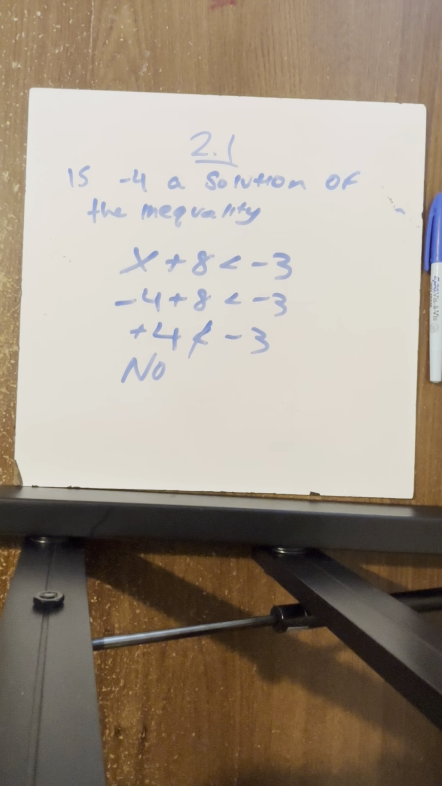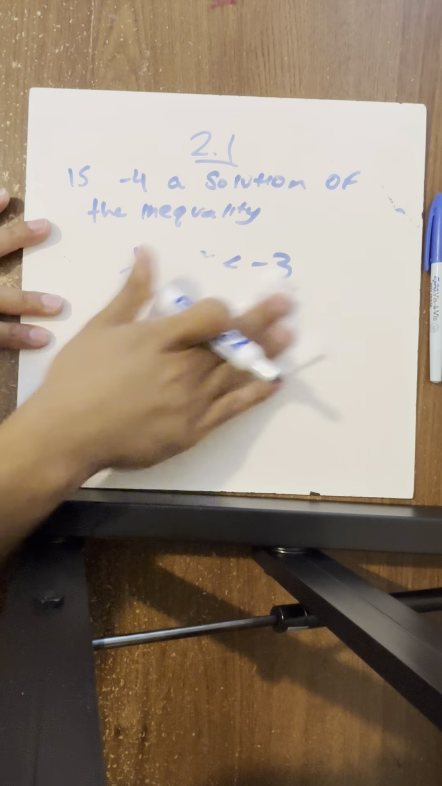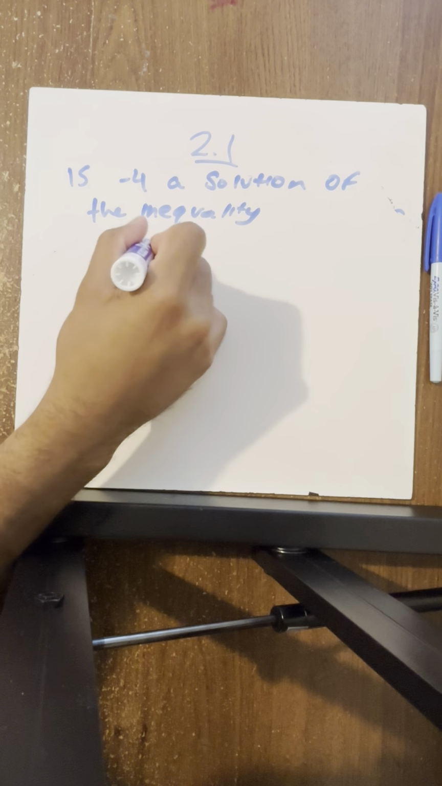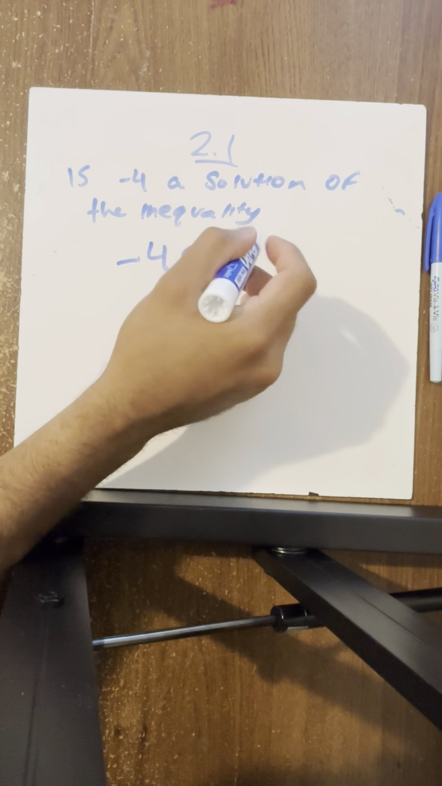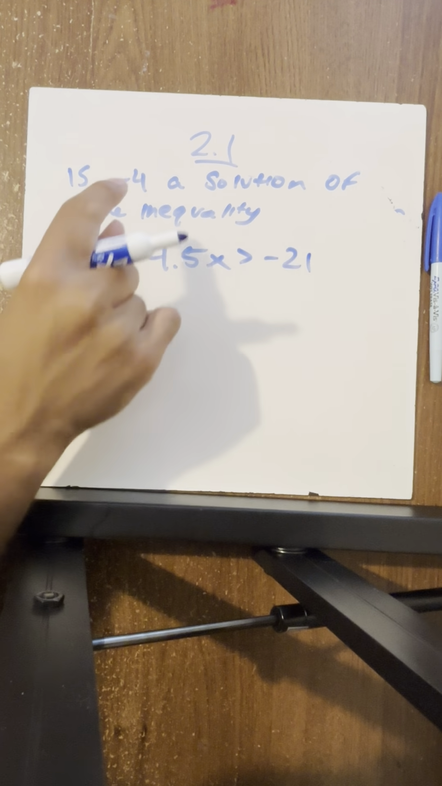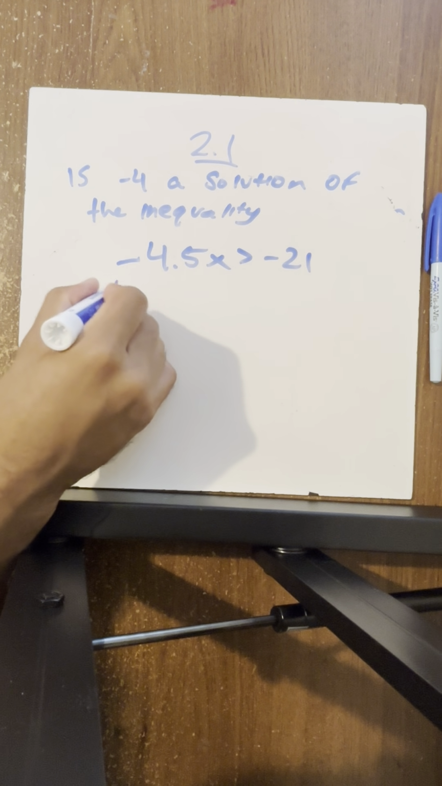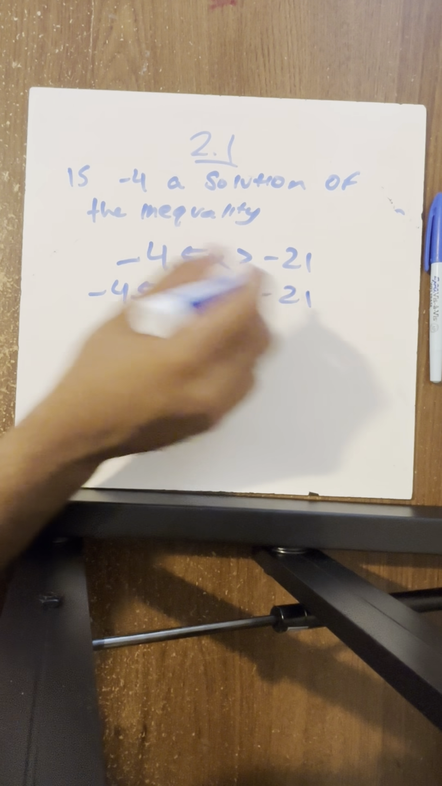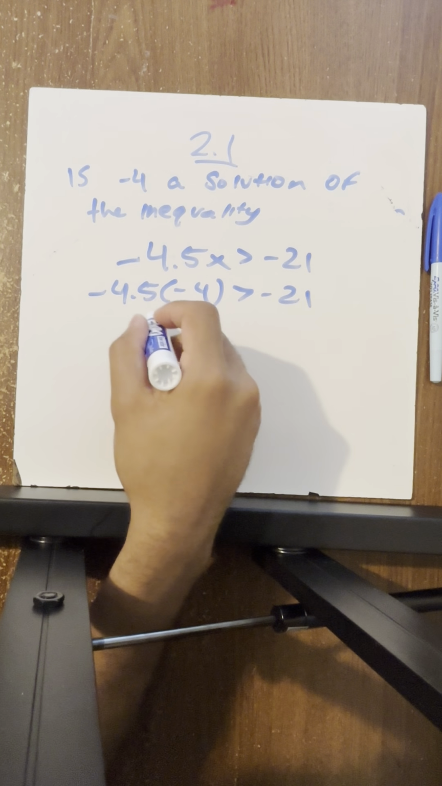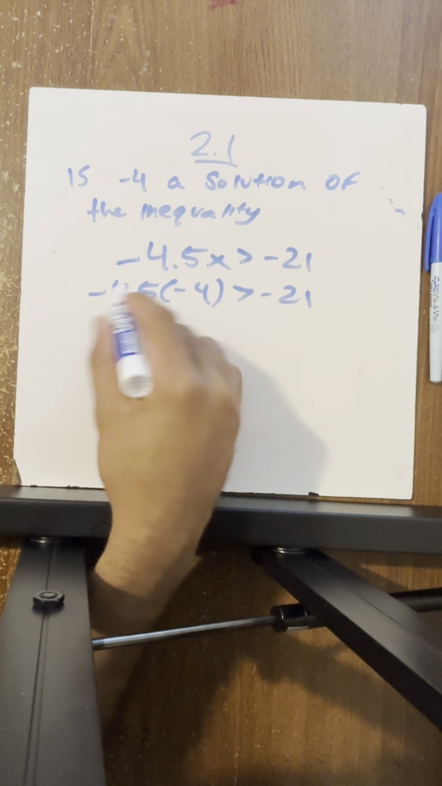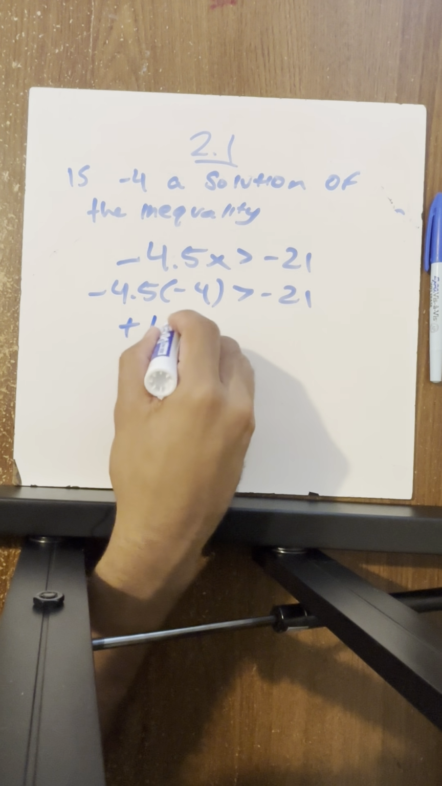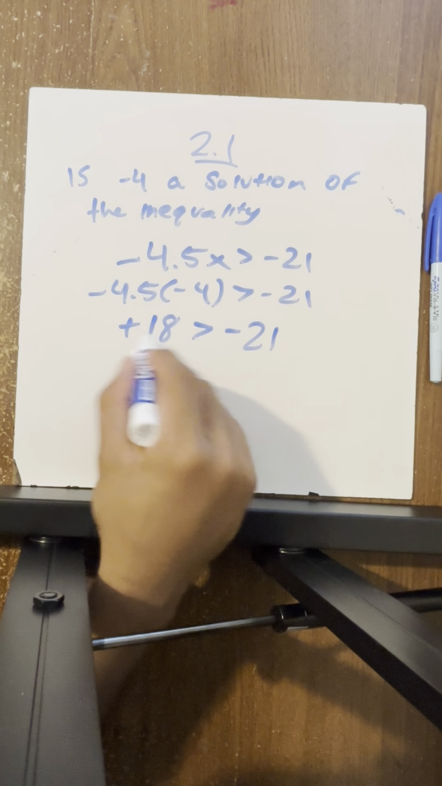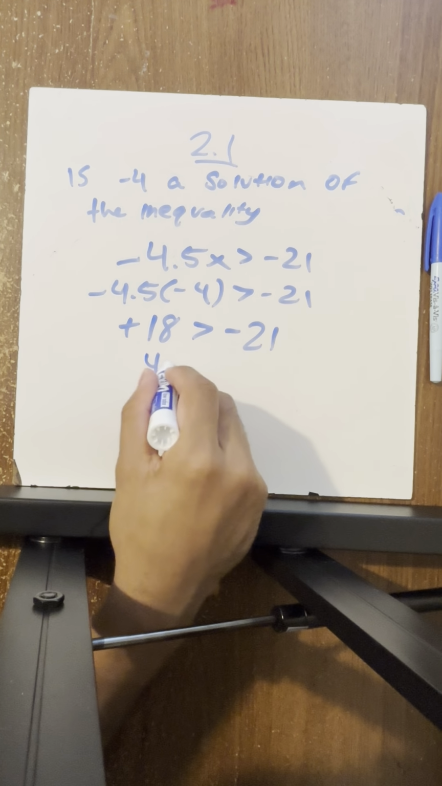All right, let's take a look at a similar question. Is negative 4 a solution of the inequality? The inequality that we will have is negative 4.5x greater than negative 21. Let's plug in negative 4 for the x. We'll have negative 4.5 times negative 4 greater than negative 21. What is negative 4.5 times negative 4? Negative and negative makes a positive, and 4.5 times 4 is 18. Is 18 greater than negative 21? We know that any positive number will always be bigger than a negative number, so yes, this is true.